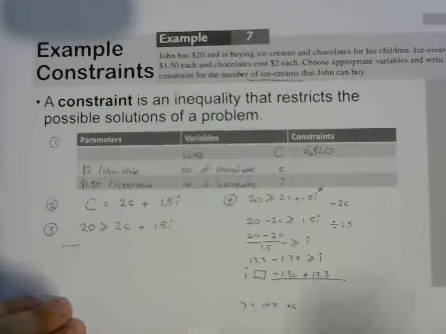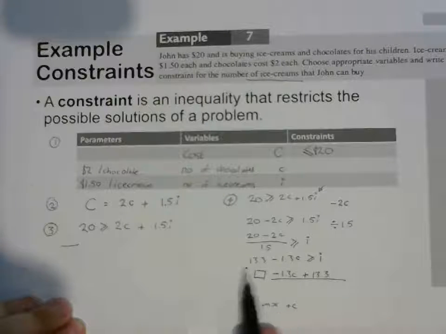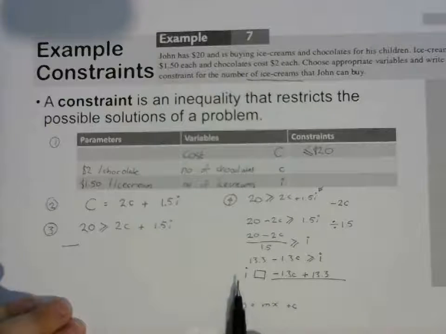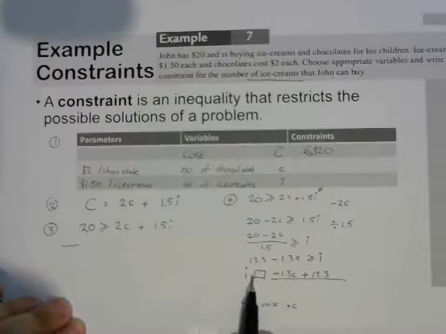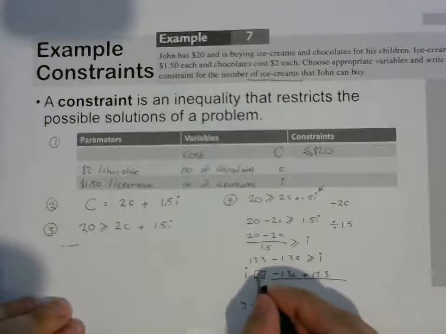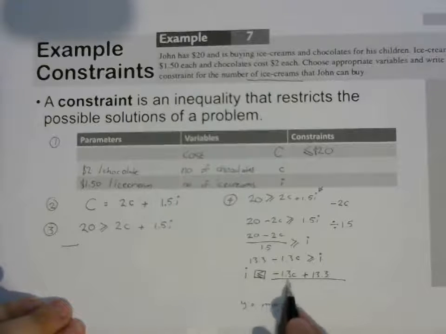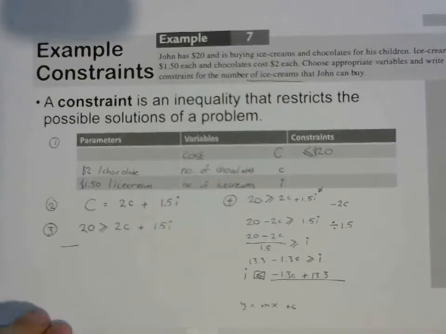Now here we need to watch out. I has to be smaller than or equal to the equation. So down here, where we've moved the location of these, we need to make sure our sign matches. So we want I to be the smaller of the two. So we're going to have I is smaller than or equal to minus 1.3c plus 13.3. And that is the constraint for the number of ice creams that John can buy.